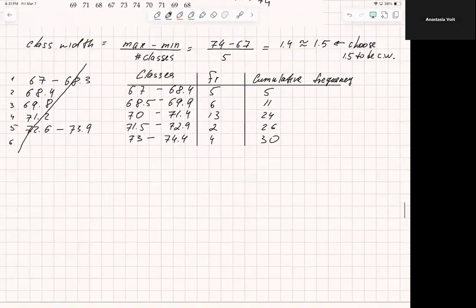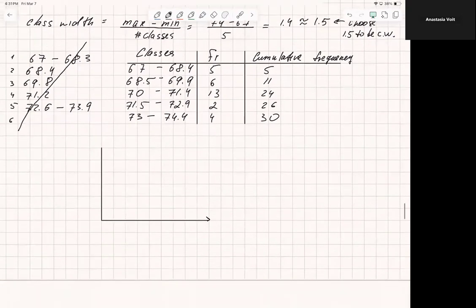Now we need to just construct the ogive. Again, remember that the x-axis will show us the classes, right? And for the ogive, we need to mark or label the upper limits, right? So here we will have classes. This is the ogive. Okay, so as you can see, we don't start from 0, right? So that's why we will put a squiggly line here first, right? Like this.